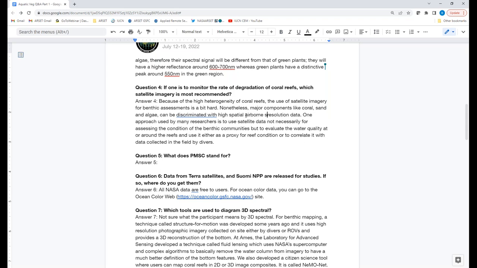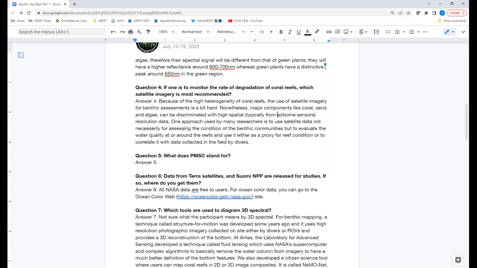One approach used by many researchers is to use satellite data not necessarily for assessing the condition of the benthic communities, but to evaluate the water quality at or around the reefs and use it either as a proxy for reef condition or to correlate it with data collected in the field by divers as well.